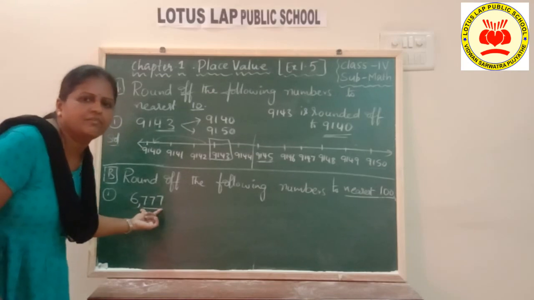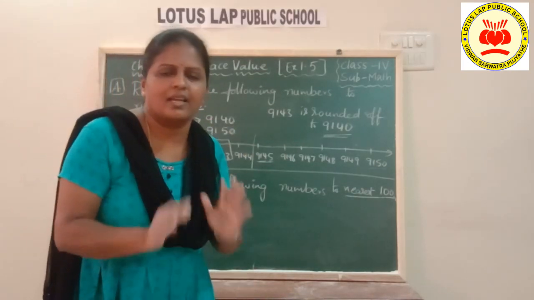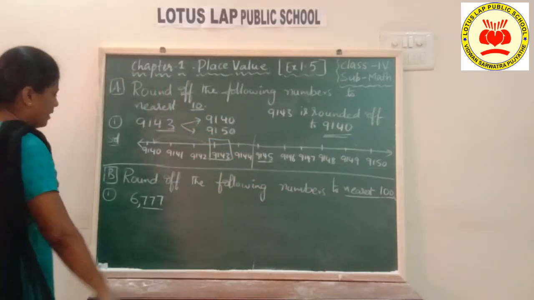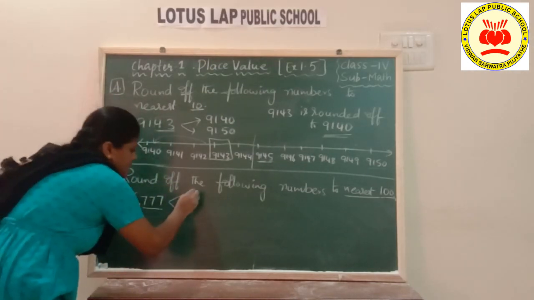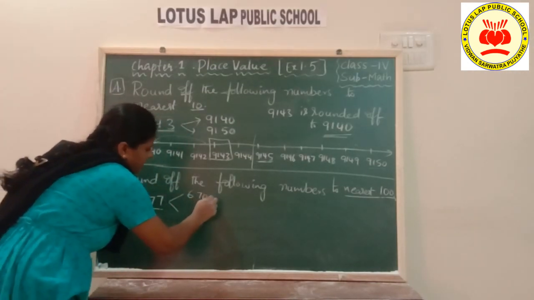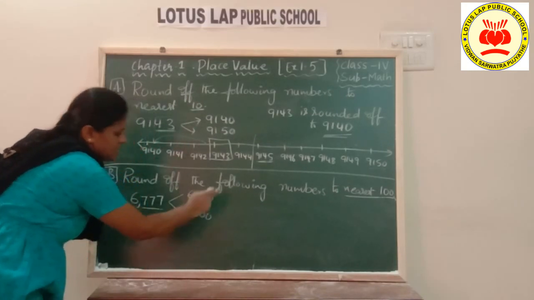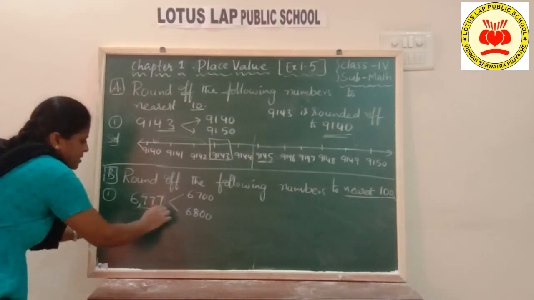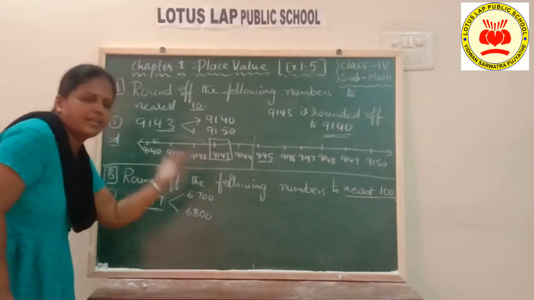What is this number? 777. Identify between which two hundreds 777 lies. It lies between 700 and 800. So the numbers which I have to mark on the number line are 6700 till 6800. From 6700 till 6800. Why? Because this number 777 is lying between 700 and 800.